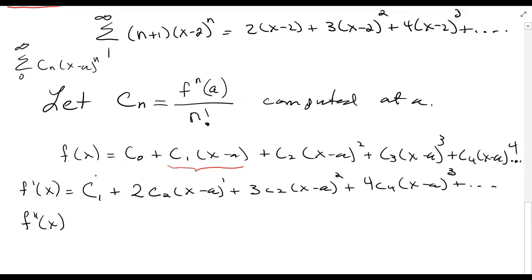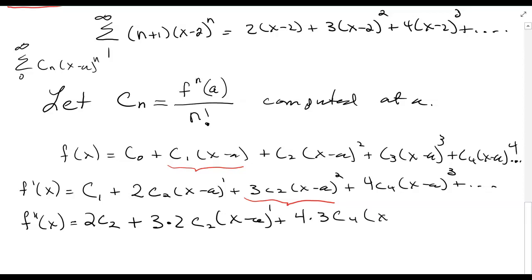All right, first term, c sub 1, goes away. The second term, all I have is 2c sub 2. Plus, now the third term, that's the tricky one here. I'm going to move the 2 out front, so I'm not going to multiply them together. I'm going to have my 3 that's there times the 2 times c sub 3. Now I have x minus a to the first. All right, plus, what's going to happen on the next one? It's going to be 4 times 3c sub 4 times x minus a squared, dot, dot, dot.